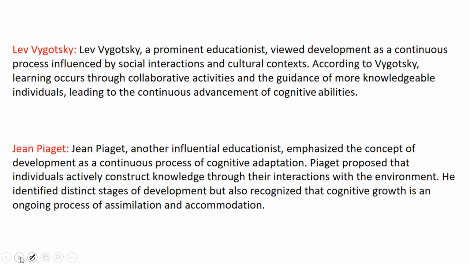So Vygotsky's definition again we have here. Vygotsky, a prominent educationist, viewed development as a continuous process influenced by social interaction and cultural context. So this is the repetition of what we have already seen in our previous video, right? So Vygotsky always believes in social interaction. So once we interact socially with the environment and the people in it and our cultural context, we develop.